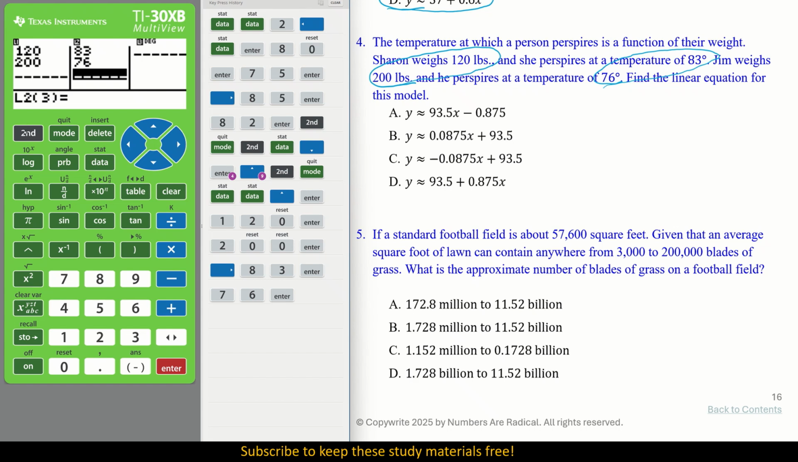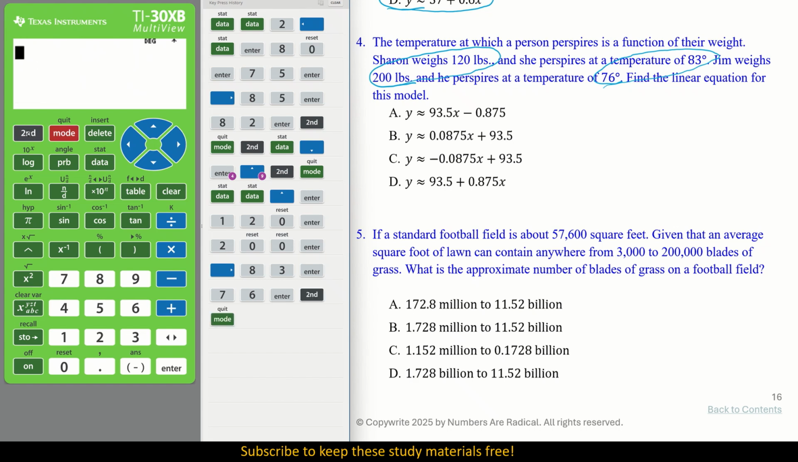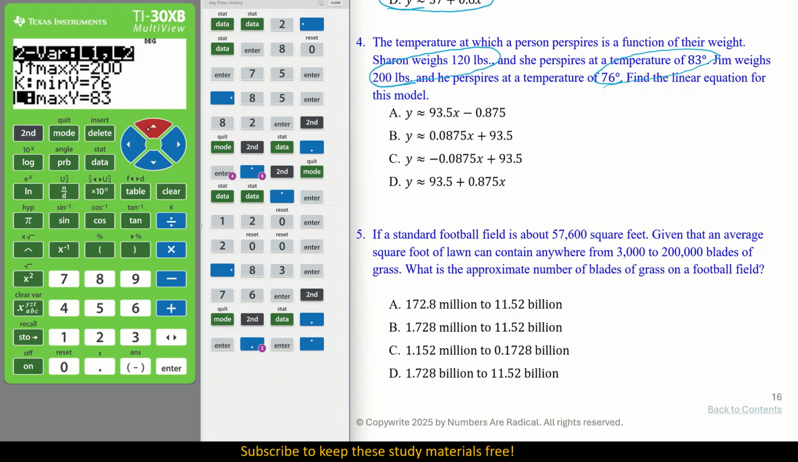Okay, so now second mode and then second data. And we want 2 variable stats. Go to that and enter. And we are in L1, L2, which we know is correct because we cleared everything out to begin with. Okay, so I'm going to go to calculation, arrow up to get my A and my B. Okay, my A should be, I shouldn't have to round, okay?